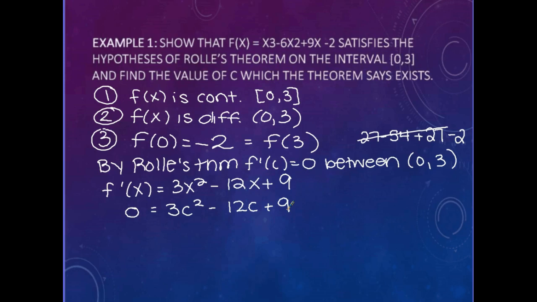You can pull out a 3. Yeah, I would factor out a 3. c squared minus 4c plus 3. So factors of 3 that sum to negative 4: negative 3 and negative 1. Therefore, c equals 3, 1.